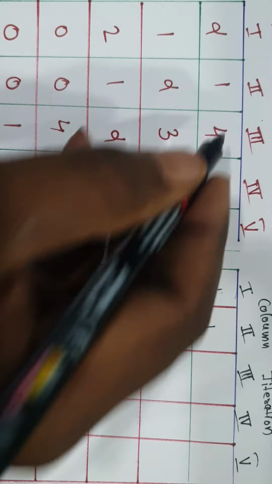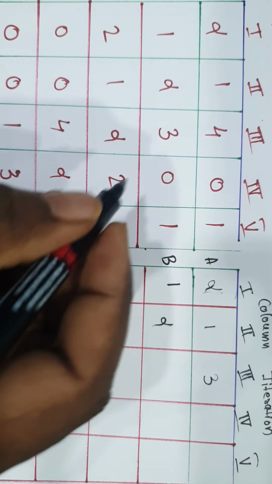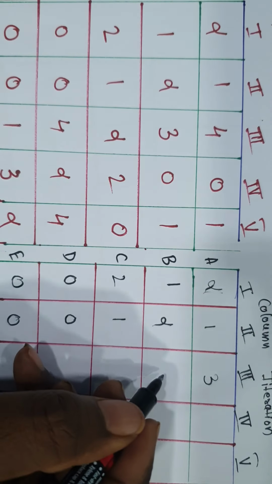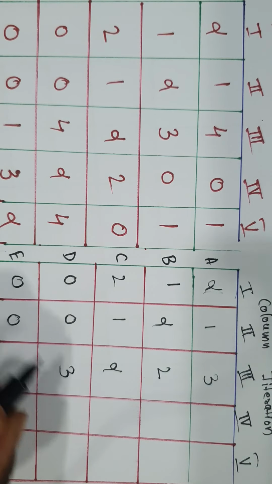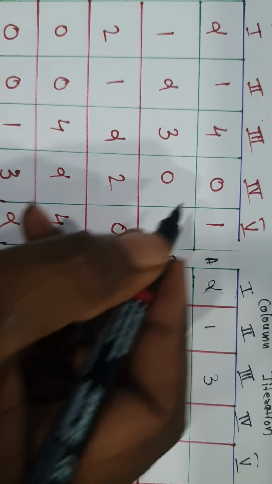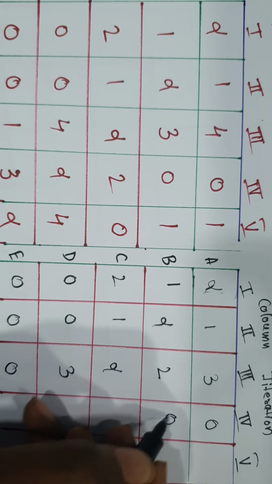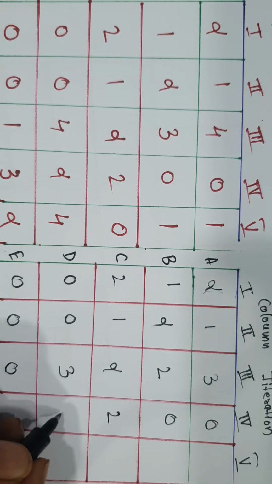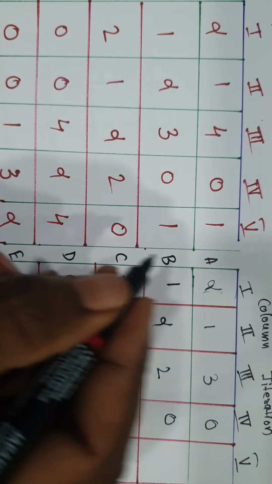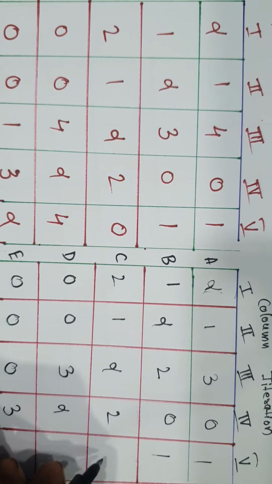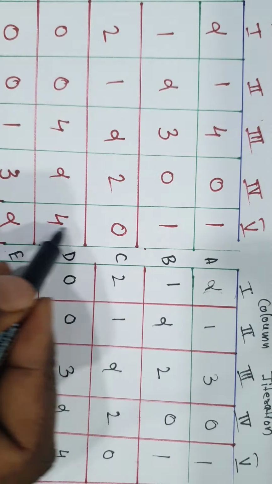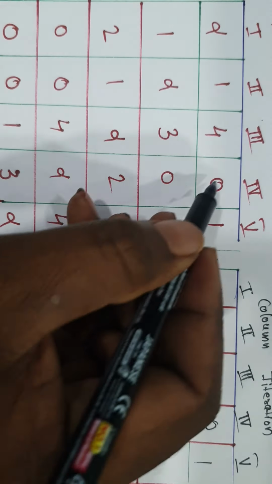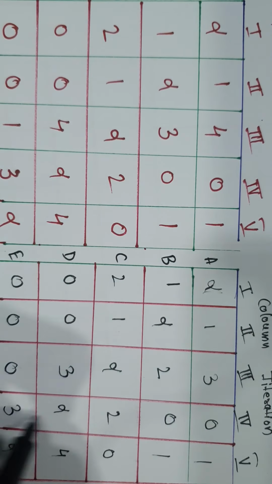In the third column the least value is 1, so 4 minus 1 is 3, 3 minus 1 is 2, alpha as it is, 4 minus 1 is 3, 1 minus 1 is 0. Then 0, 0, 2, alpha, 3. Here 0 is there, 1, 1, 0, 4, alpha. In any column, if you are finding 0, write it down as it is. In this column also you are finding 0, write it down as it is.